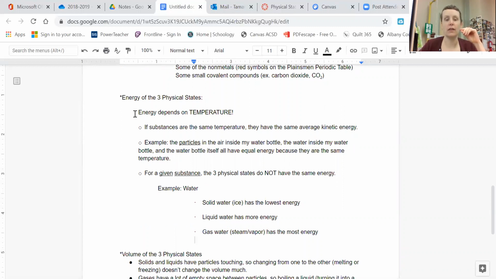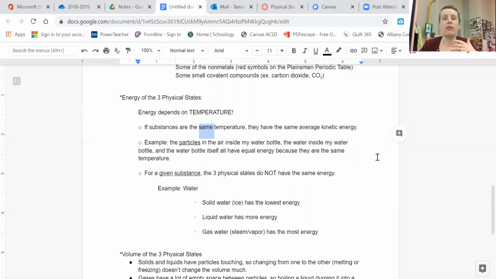Well, first of all, this is huge right here. Energy depends on temperature. Temperature is key. So hopefully you already have that sort of in your head. If you heat things up, they become more energetic. Okay, you are putting energy into them, they are becoming more energetic. Okay, so if substances are the same temperature, then they have the same kinetic energy, the same energy.